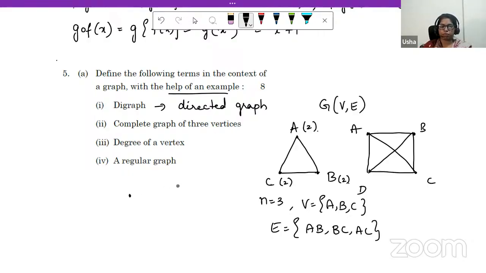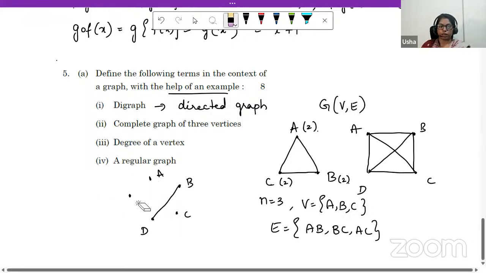Take some random diagram like this. Just write something like this. This is A, B, C, D, E. Write what is degree of a vertex. It is the number of adjacent vertices a given vertex has. And then write a graph like this. In the given graph, degree of A is 2, degree of B is 2, degree of C is 1, degree of D is 2, degree of E is 3. So like that, you just write a graph as an example and explain.